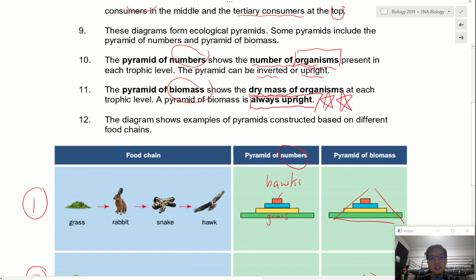That marks the end of this section. In the next section we'll talk a bit about the carbon cycle.